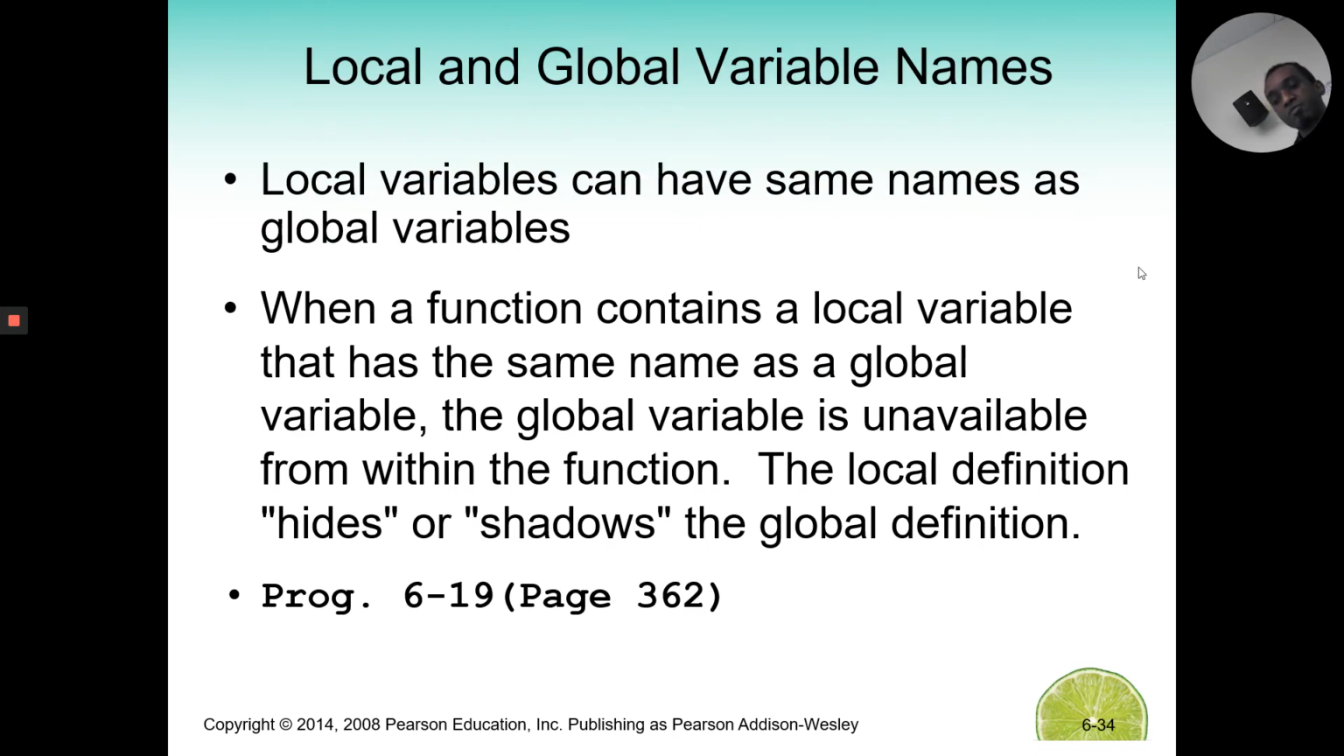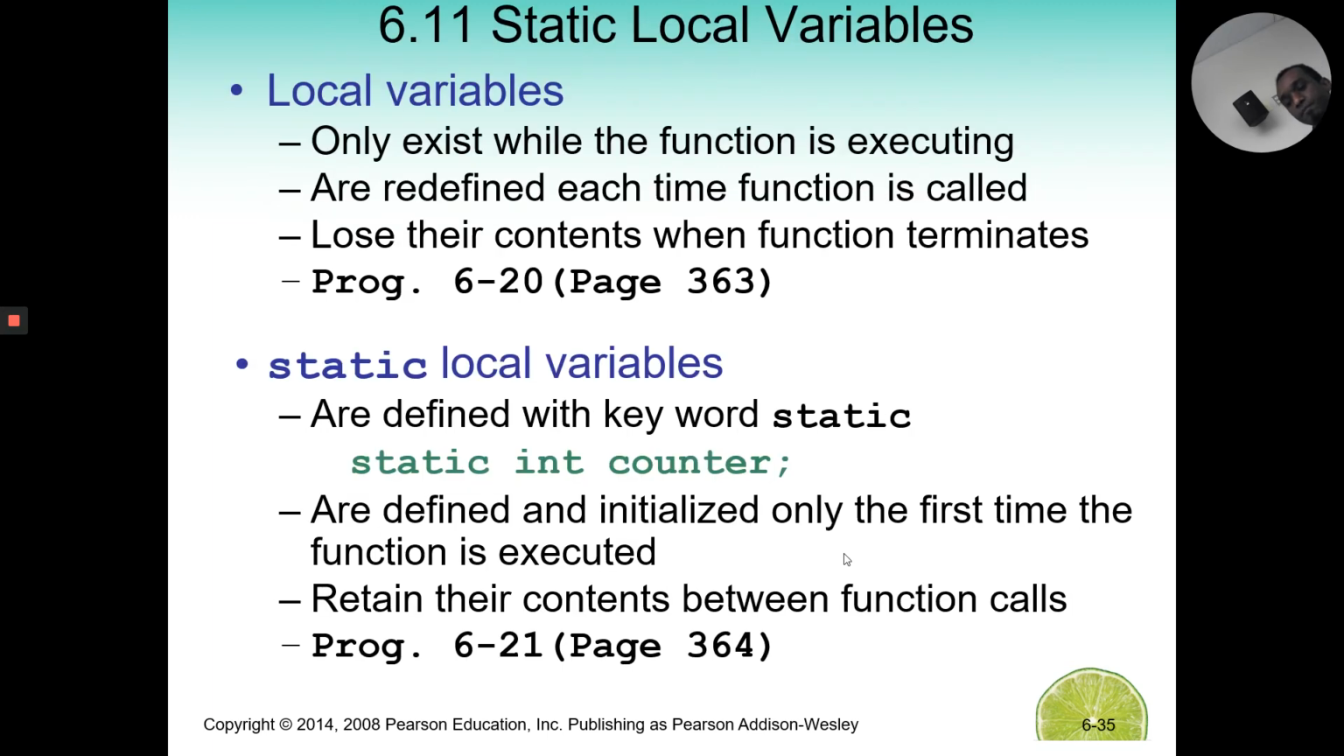So local variables, we said, can have the same name as global variables. When a function contains a local variable that has the same name as a global variable, the global variable is unavailable from within the function. So the local definition hides or shadows the global definition, okay? Because the local one overrides the global one. The local variable only exists while the function is executing, and is defined each time the function is called. And it loses its contents when the function terminates.